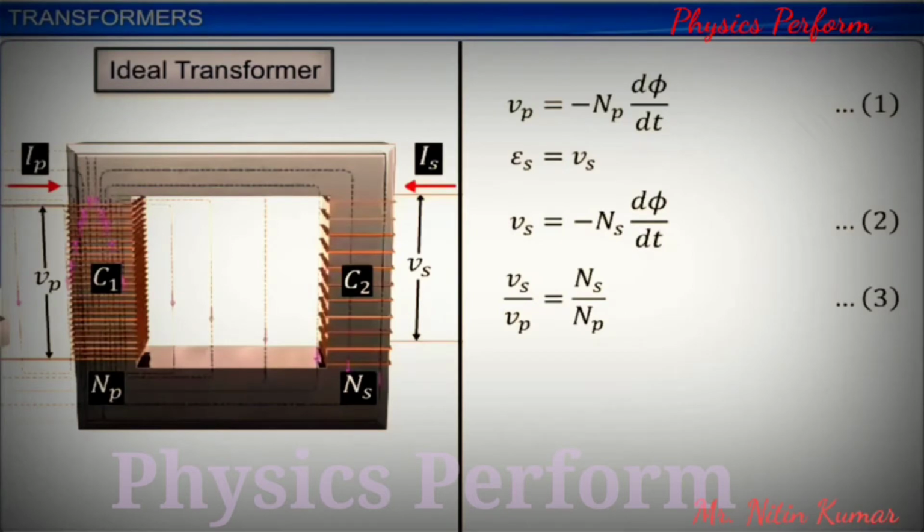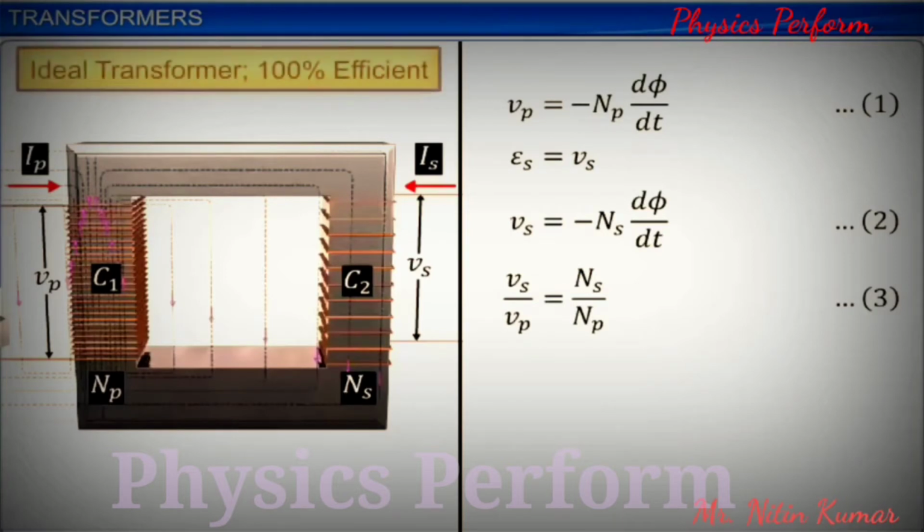Assuming the transformer to be 100% efficient, that is, there are no energy losses, then the input power is equal to the output power. This is a good approximation, since a well-designed transformer may have an efficiency of more than 95%. 100% efficiency is not practically possible because of various losses. We know that power P is the product of the current I and the voltage V. Hence, we get P is equal to IV.